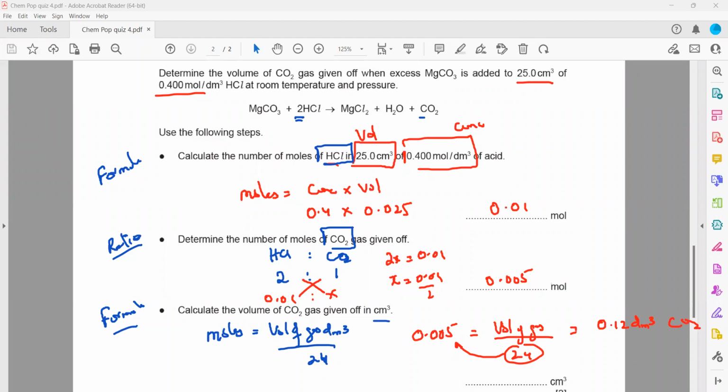But that is in dm cube. We want the answer in centimeter cube. So how do we convert decimeter cube into centimeter cube? We multiply by 1000. So when we multiply by 1000, it becomes 120 centimeter cube. So first we solve by using a formula, the first part; the second part by ratio; and the third part again by formula. Because it was a gas, we use moles equals volume of a gas in decimeter cube divided by 24. Is it clear, this one?